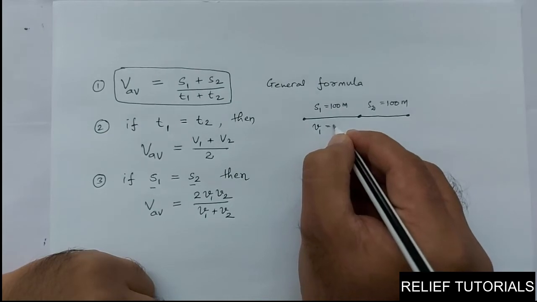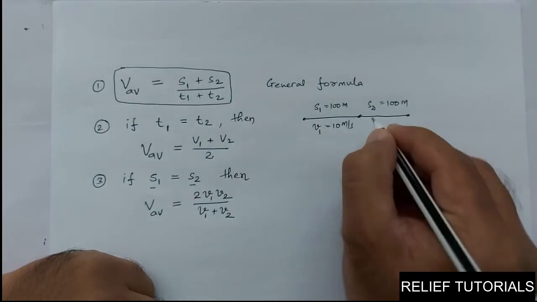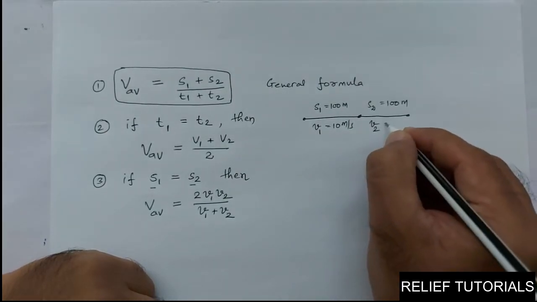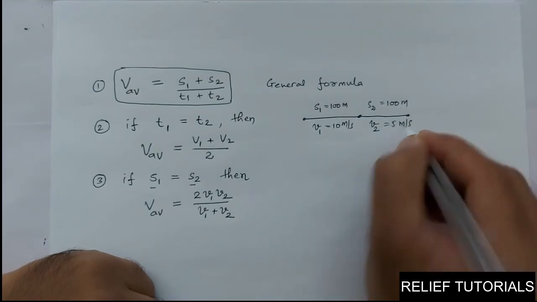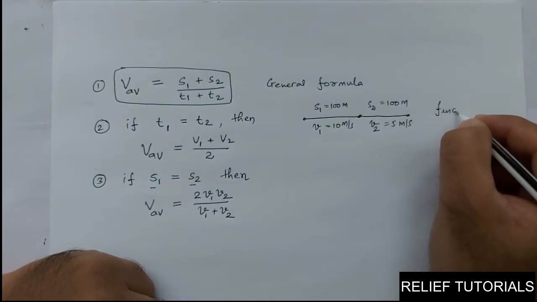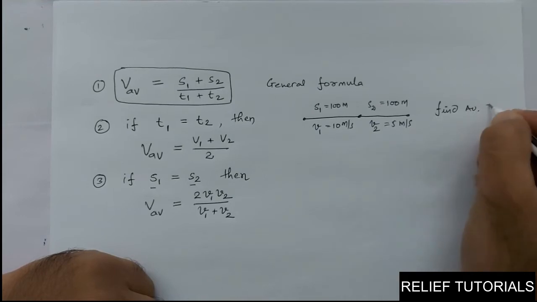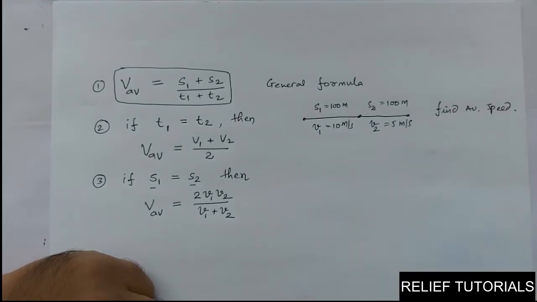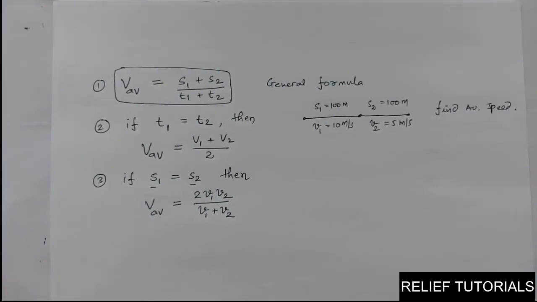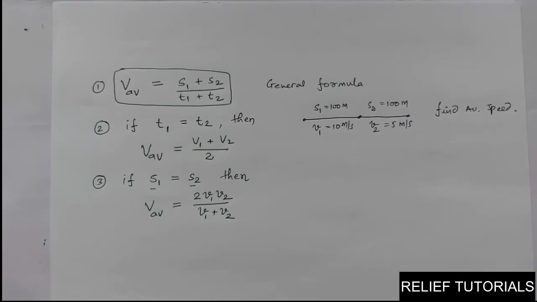Speed for the first part is 10 meter per second. Speed for the second part is 5 meter per second. And the question is, find average speed. We will do this sum by two ways, by the general way and also by the shortcut method. First of all, the general way.